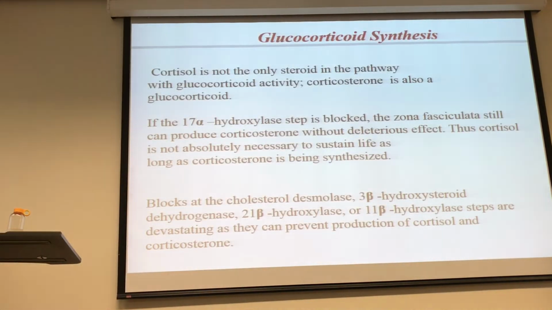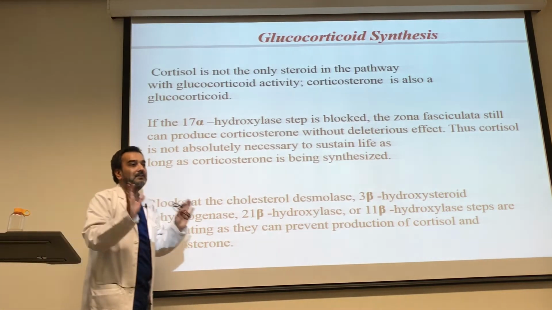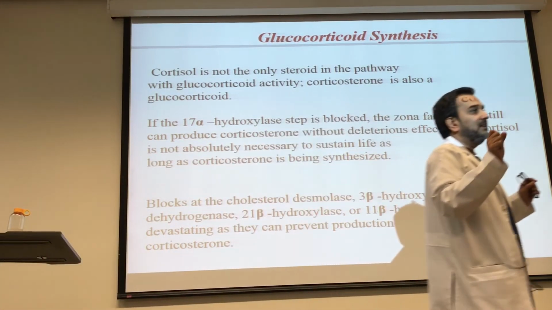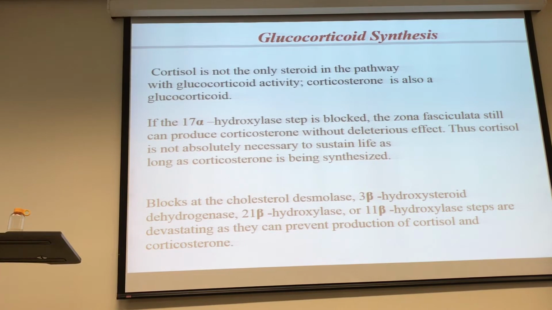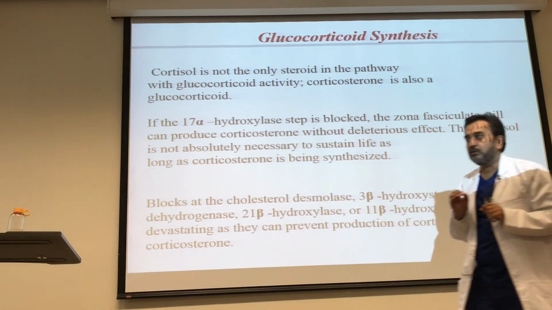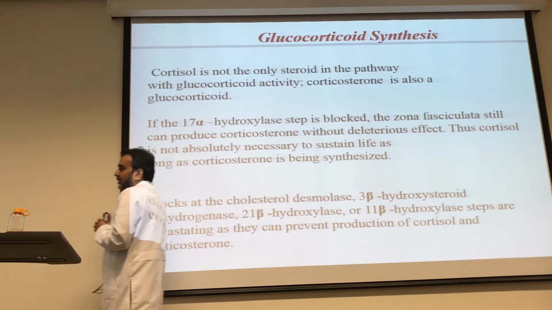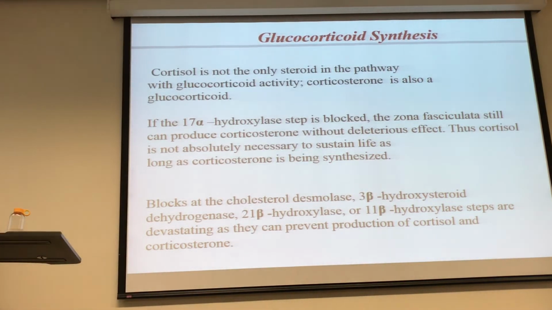So cortisol is not the only steroid in the pathway with glucocorticoid activity. Corticosterone is also a glucocorticoid. So we showed you that cortisol as well as corticosterone both are glucocorticoids. The cortisol is not the only steroid hormone with glucocorticoid activity. If the 17 alpha hydroxylase step is blocked, the zona fasciculata can still produce corticosterone without deleterious effect.